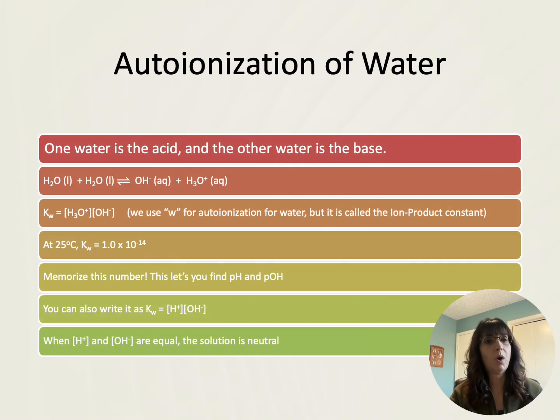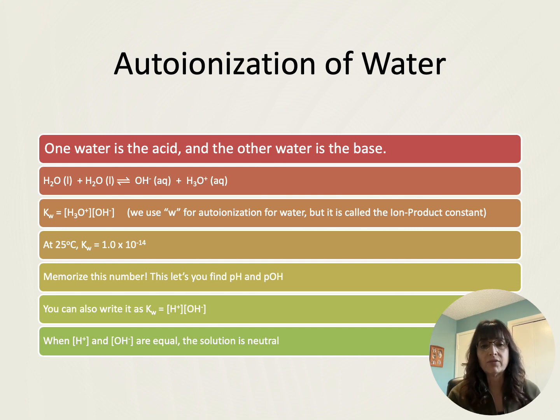Well, as you know, water can be both an acid and a base. We call this the auto-ionization of water. In other words, it will, on its own, break down into ions. Not a lot, but a little bit. So what are we talking about here? We're talking about you have two water molecules. One is going to act like the acid, one's going to act like the base. And you can see in that equation that one's going to become a hydroxide ion and the other one hydronium.